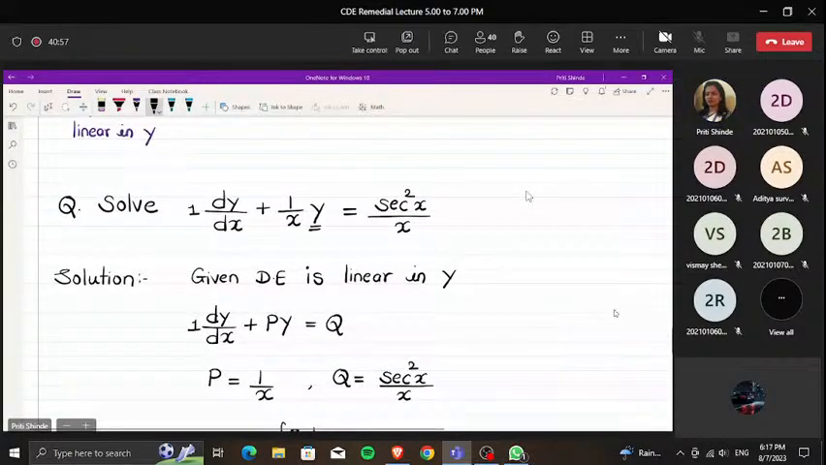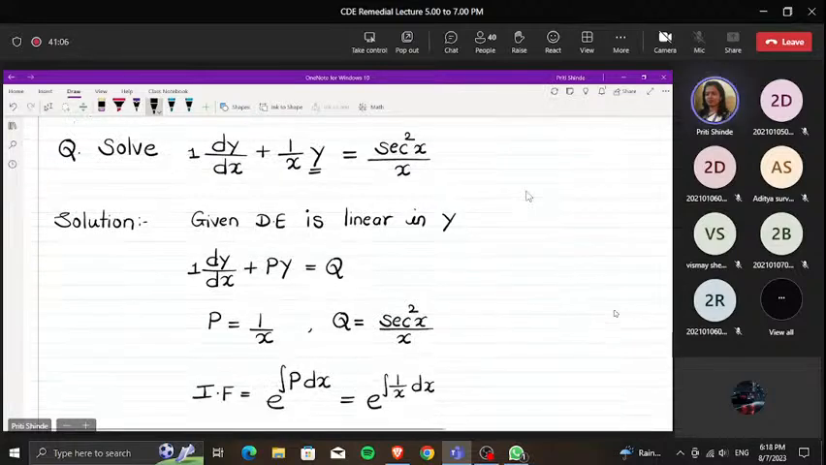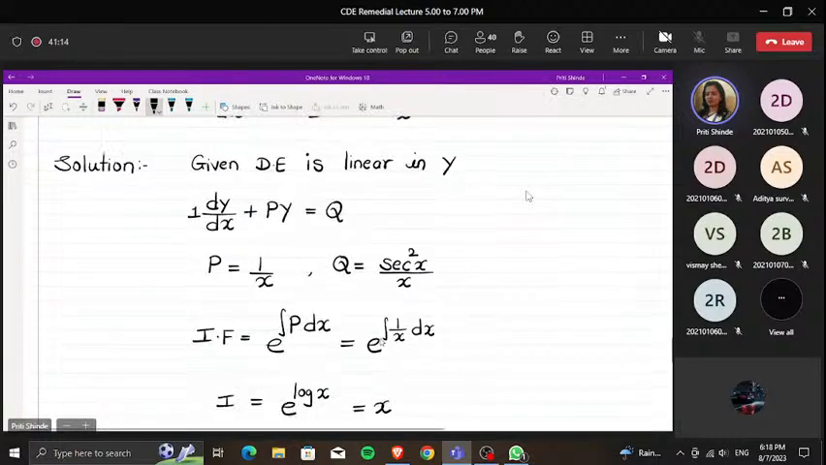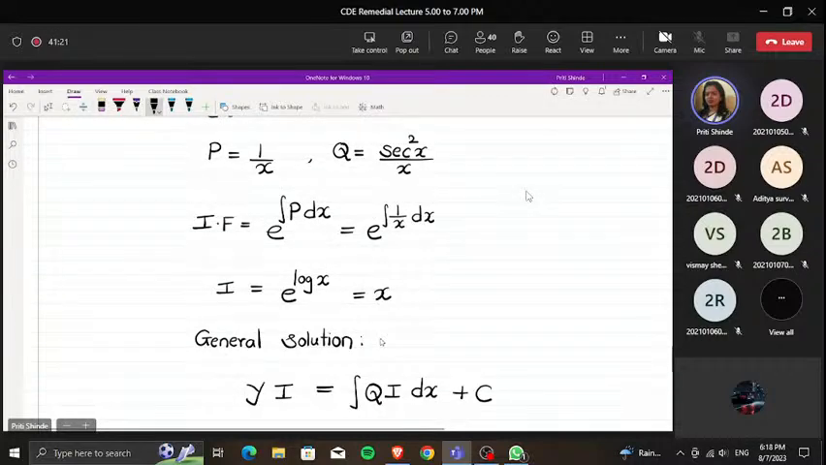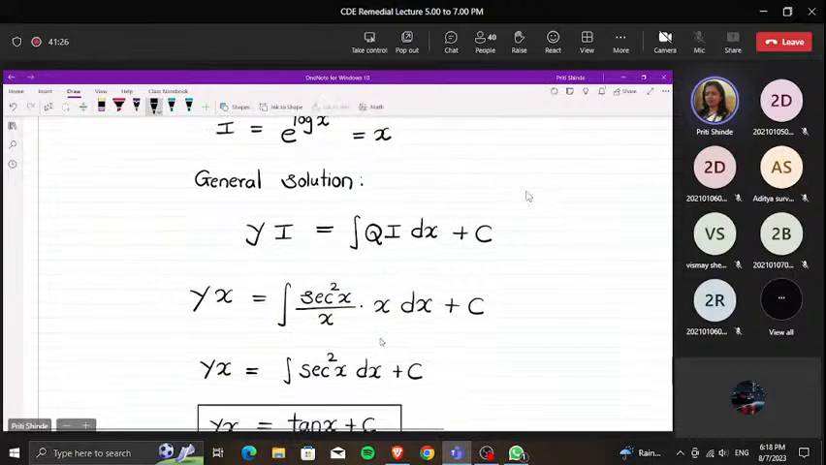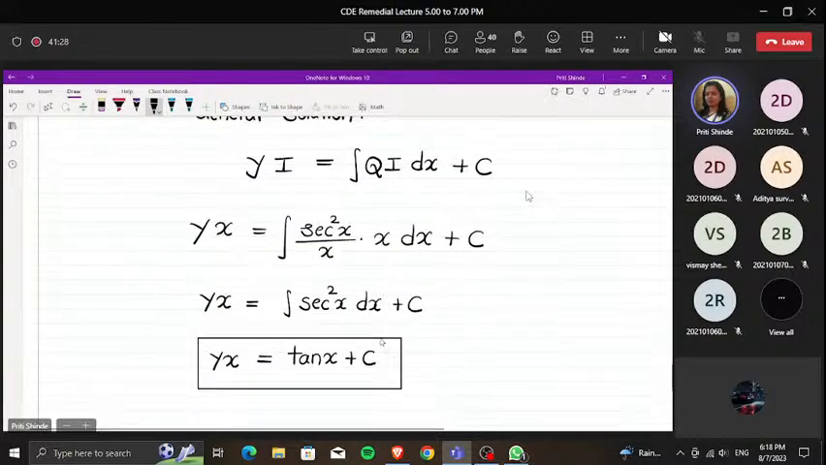Okay. Already the differential equation is given in standard form. So compare with dy by dx plus py is equal to q. Write down carefully your p and q. Luckily your coefficient of dy by dx is 1, so you can directly write down p and q. Find out the integrating factor and general solution. Integrating factor is e raised to integration of p dx, and general solution, since it is linear in y, y into I is equal to integration of q into I dx plus c. So using this we get our final solution.